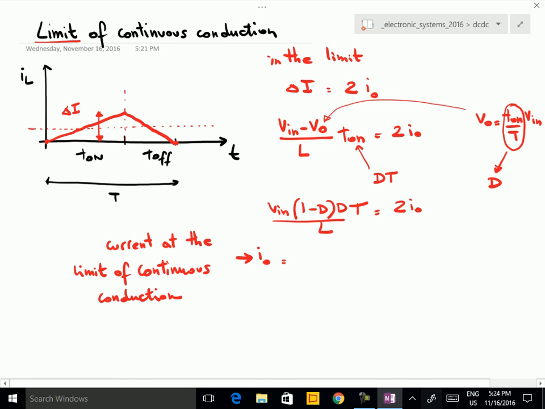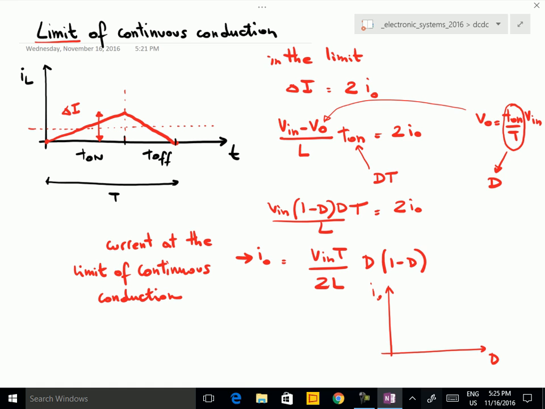So we see that the current is not absolute, but depends on the duty cycle. I output is equal to V in times T over 2L times D times (1 minus D). If we want to plot the output current as a function of D, we have something like a parabola with the concavity down, something like this.